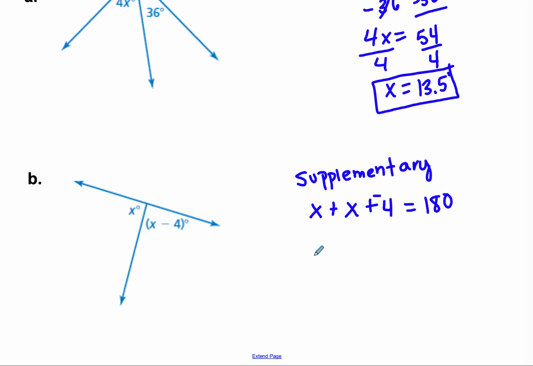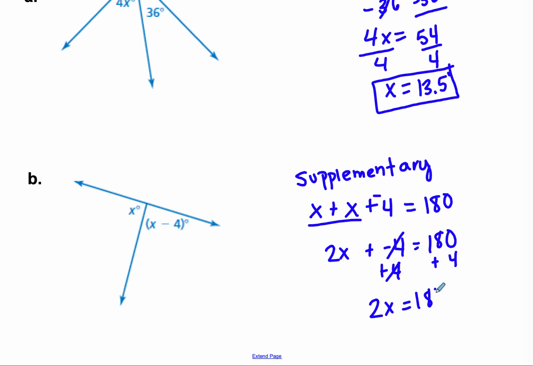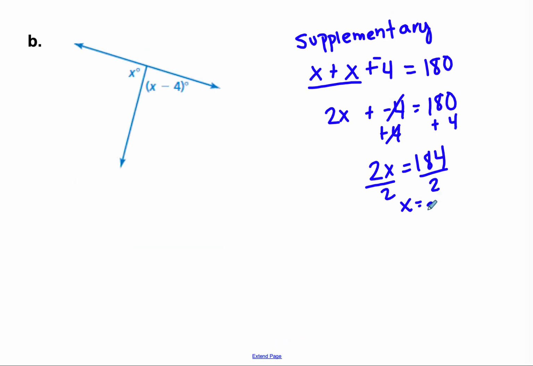We're going to start with boom boom, and then we're going to combine our like terms. X plus x is 2x plus negative 4 equals 180. I'm going to get rid of the minus 4 by adding 4. So I have 2x equals 184. And then I cancel out the times 2 by dividing by 2. All right, and then when I do 184 divided by 2, I get 92 degrees.